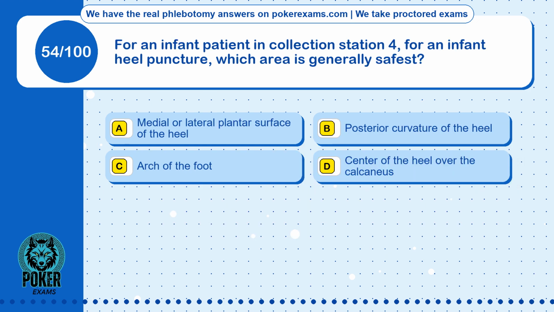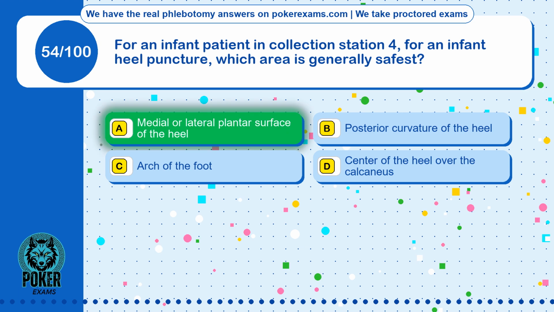Question 54. For an infant patient in collection station 4, for an infant heel puncture, which area is generally safest? Option A, medial or lateral plantar surface of the heel. Option B, posterior curvature of the heel. Option C, arch of the foot. Option D, center of the heel over the calcaneus.